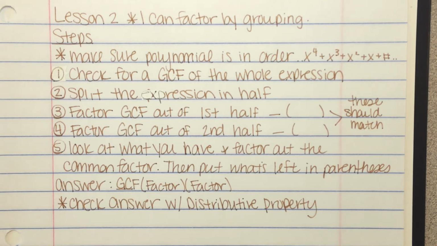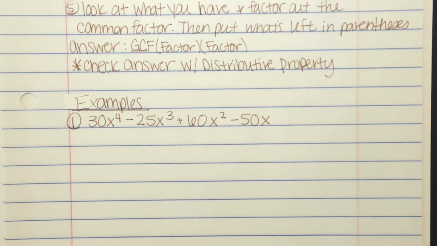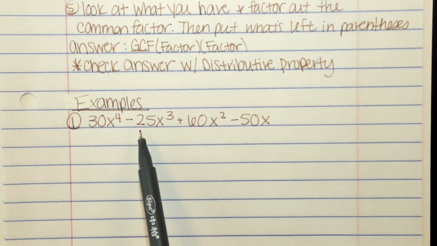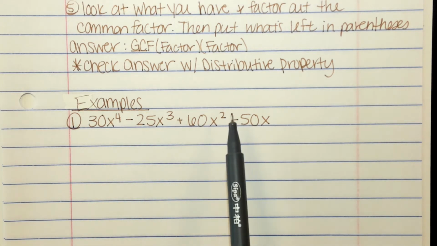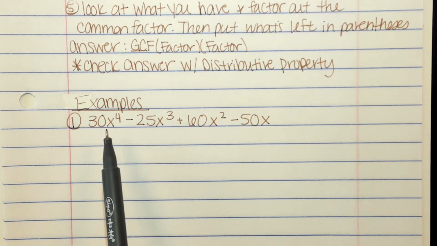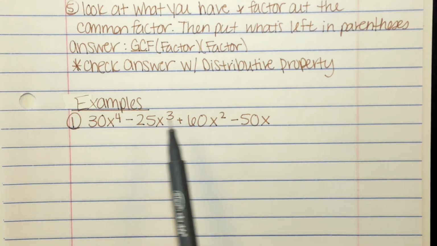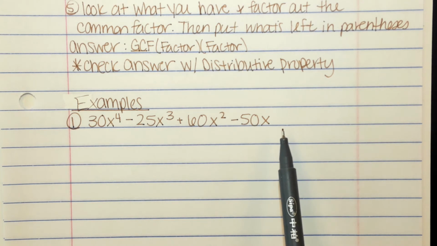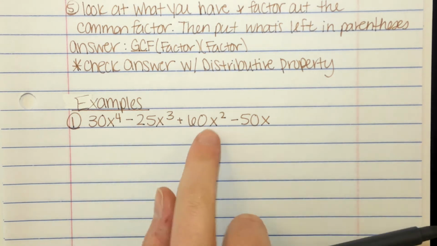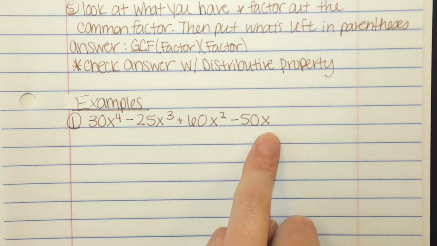So we're going to work through some examples, and I'm going to talk you through these steps. The first problem that we do, I'm actually going to number the steps in the problem so you can see what's what. Okay, here's example number 1. We have 30x to the 4th minus 25x to the 3rd plus 60x squared minus 50x. If you look, this is in the correct order because our exponents are going from greater to smaller. Now we need to see if there's a GCF. First you should see that there's an x in every term.